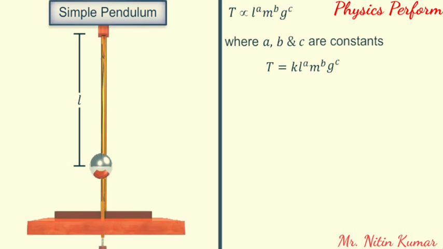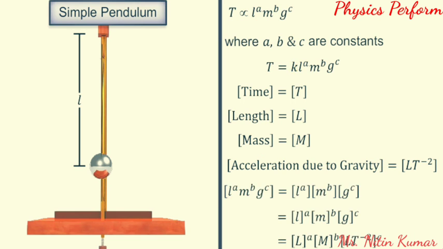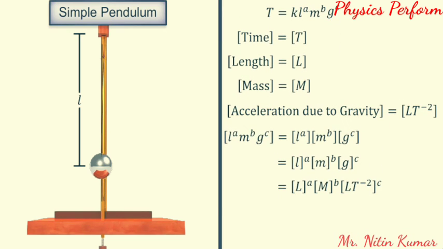We now need to find the values of a, b and c using dimensions of the physical quantities on both sides of the equation. The dimensional formula for time is T. The dimensional formula for length is L. The dimensional formula for mass is M. The dimensional formula for acceleration due to gravity is L T power minus 2. The constant does not have any dimensions. Hence, the dimensional formula of the quantities on the right side of the equation is simplified as shown.